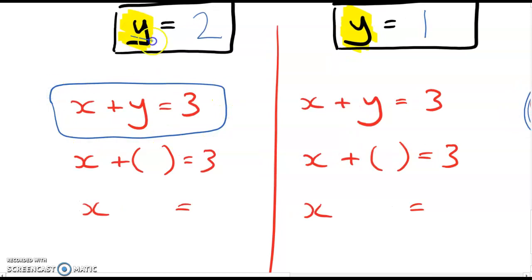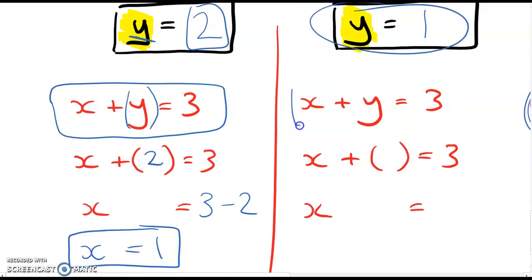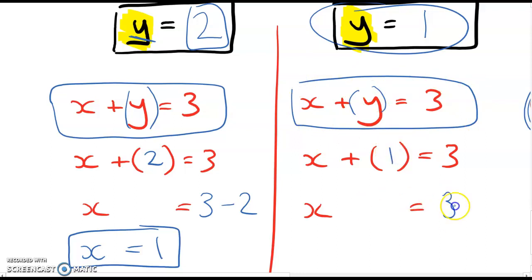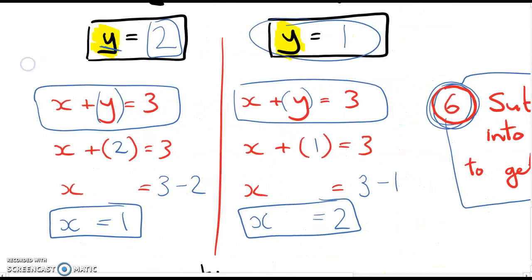Now I found out that y is equal to 2. So I'm going to sub in 2 where y is. So that would mean x is equal to 3 minus 2. So that means that x is equal to 1. And I also found out over here that y is equal to 1. So I write my linear equation again. And where y is, I'm going to put in 1. So that means that x is equal to 3 minus 1. So x is equal to 2. And there's my 4 answers. Because you always get 4 answers in these questions. There and there. And then we've got 2 x answers as well.